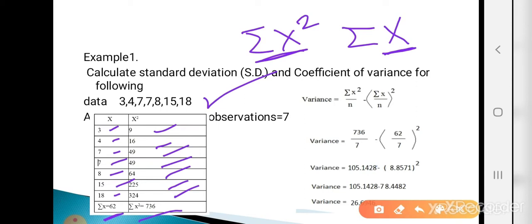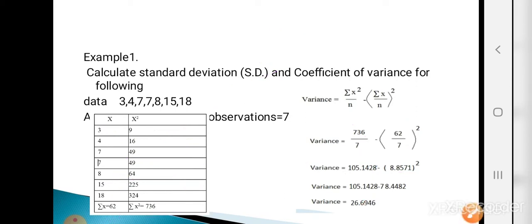Now just plug the values of summation x square, summation x and small n in the formula. So the variance is equal to 736 divided by 7 minus, what is the summation x value? 62, so 62 divided by 7, its square. Next step, 736 divided by 7 is 105.1428, minus 62 divided by 7, which is 8.8571, and its square. So the variance is 105.1428 minus 78.4482. The answer of variance is 26.6946.